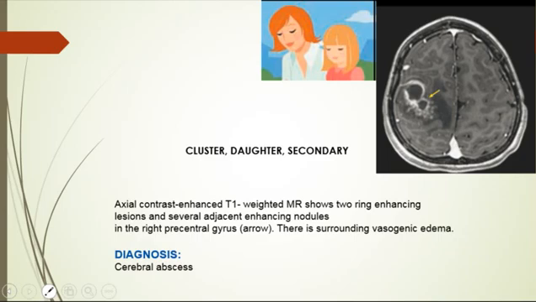The daughter appearance should be distinguished from satellite lesions seen with brain tumors. These can be remote from the primary lesion, reflecting microscopic tumor infiltration or metastatic dissemination, the satellite lesion, while the daughter cysts are just adjacent cysts.